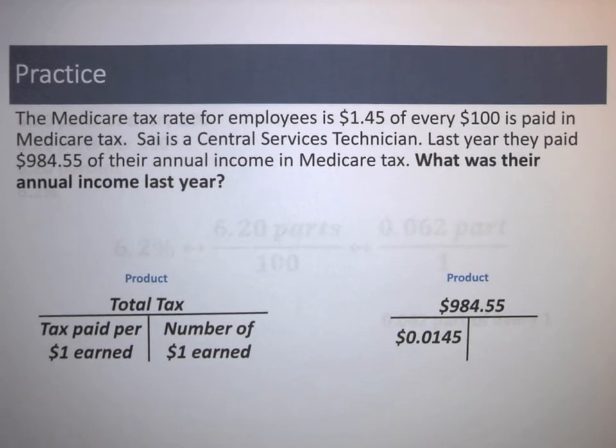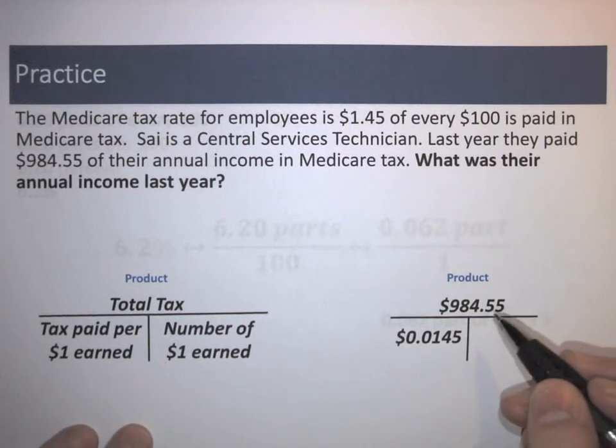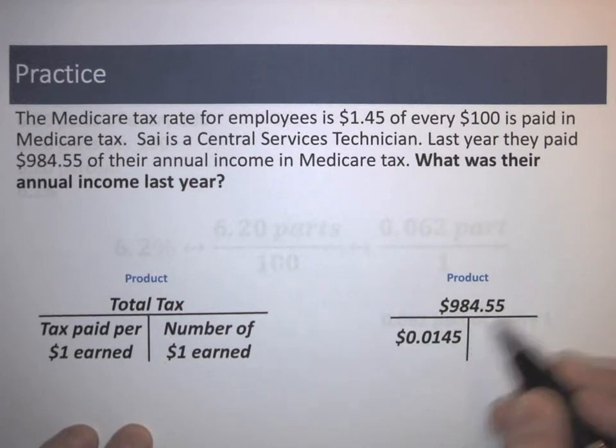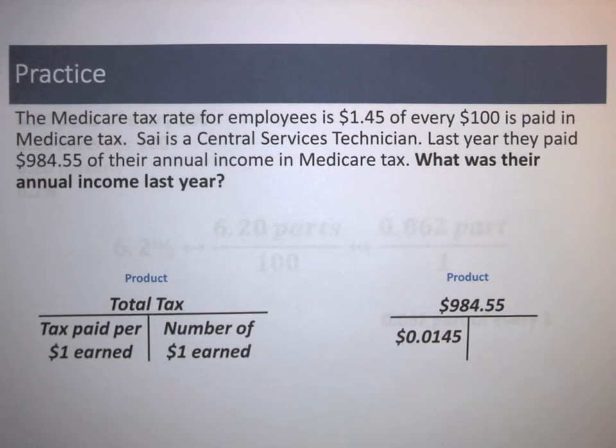All right, we have another practice question here. So go ahead and pause it, and I want you to notice really quickly first that in this case we have the product and we have the amount per dollar that is being paid in Medicare tax, but we don't have the amount the employee earned. So go ahead and just pause it, take a look, and then when you're ready to check, go ahead and unpause it.